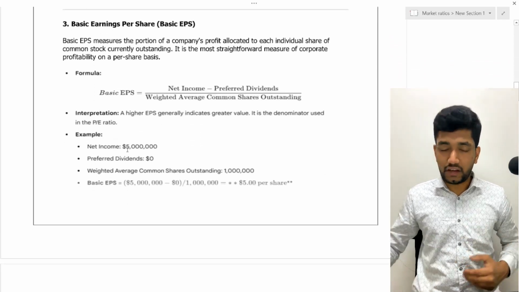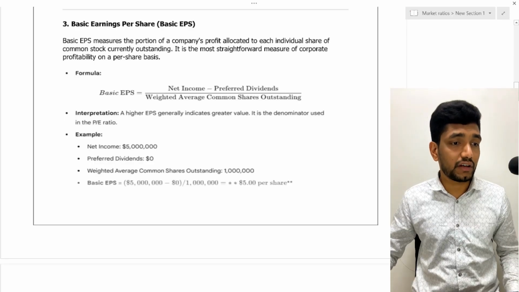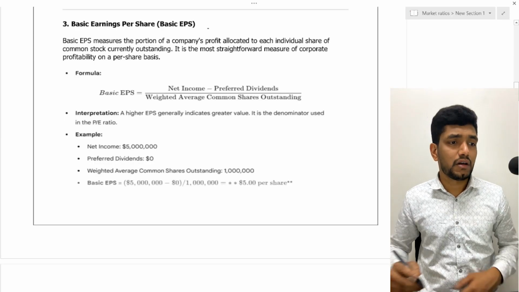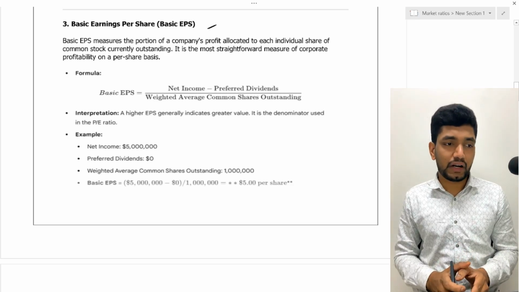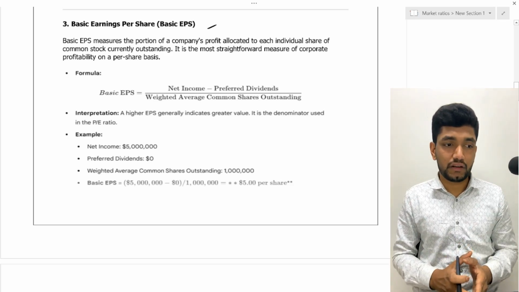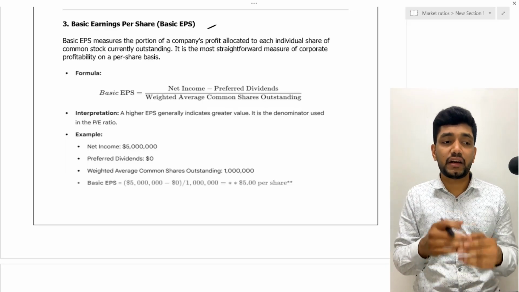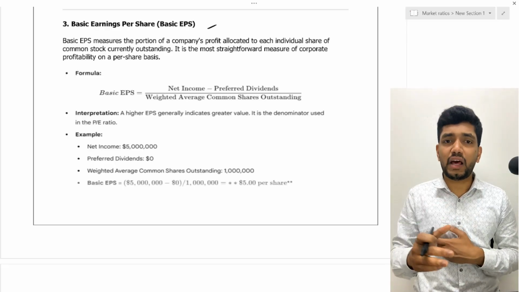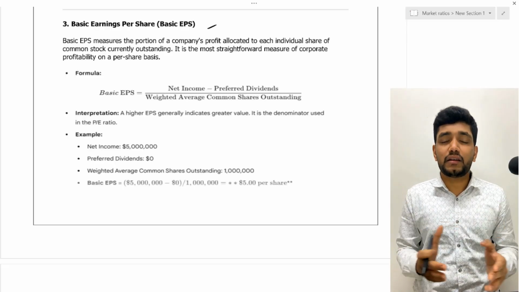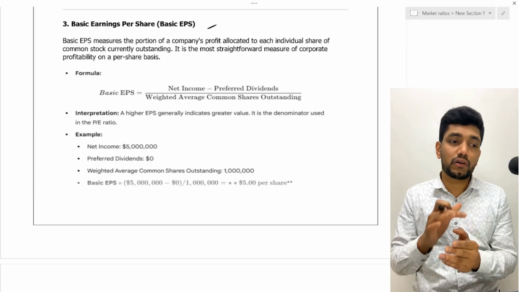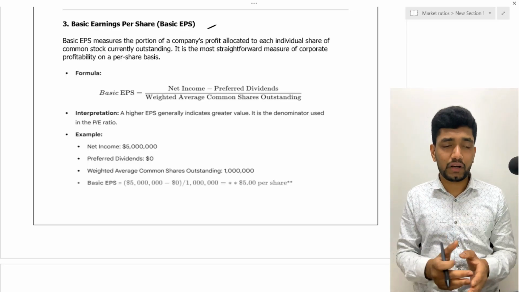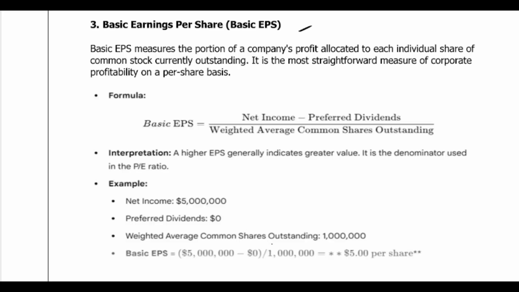So let's move into the next concept, that is basic earning per share. The name itself is mentioning what it is: earning per share. Earning per share means how much the company is earning per share. That means it is allocating the net income available to common equity shareholders to the weighted average common shares outstanding. You can see the formula here.